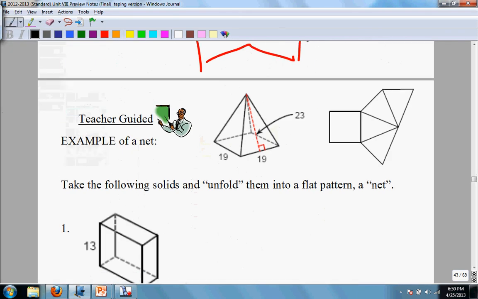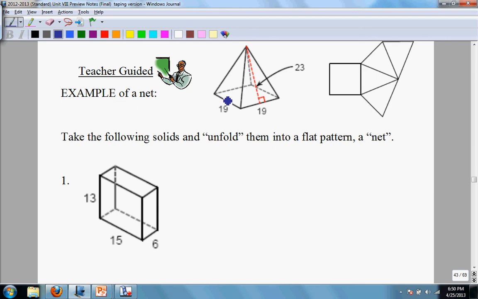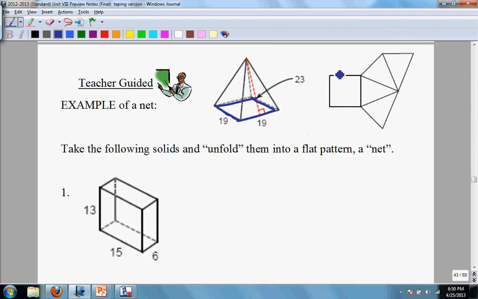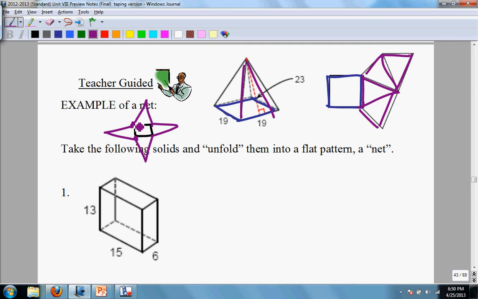So taking a look up here, I have a pyramid, and it is a square-based pyramid that has been unfolded into a flat shape. Now there's several ways you can unfold this. There's 1, 2, 3, 4 triangles. And if you were to fold that back up, you can fold it into a pyramid. And yes, this could have easily been unfolded like so as well. So one of the tricks of nets is that there are several ways to unfold these solids. Both of these are legitimate nets, if you will.